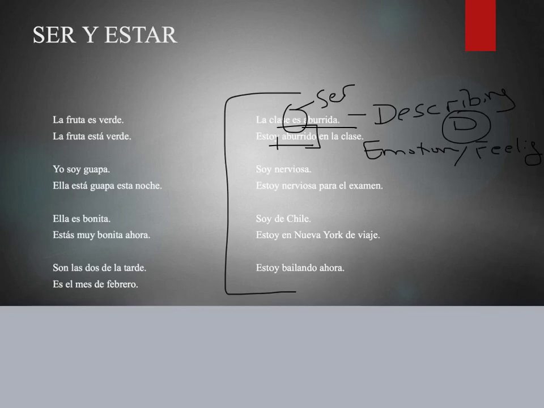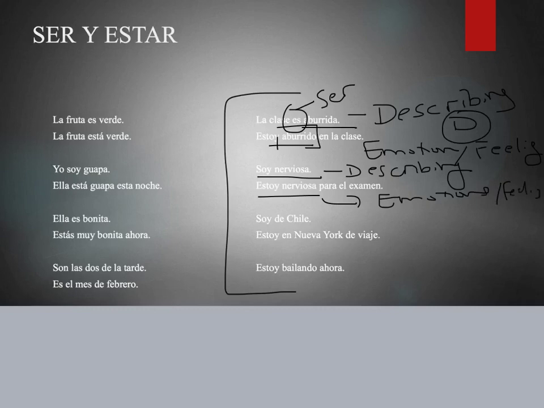Okay, if I look at soy nerviosa here, I'm again describing what type of person I am, anxious or nervous. Whereas in this one, estoy nerviosa para el examen, I'm only nervous because of the exam. I'm maybe not nervous all the time. So here, this could either describe my emotions or my feelings, or you could have also had condition, my condition at this moment. Okay, if I look at the next one, soy de Chile, I see that this is origin because I'm saying this is where I'm from. And if I look at estoy en Nueva York de viaje, on vacation, this would be my location.